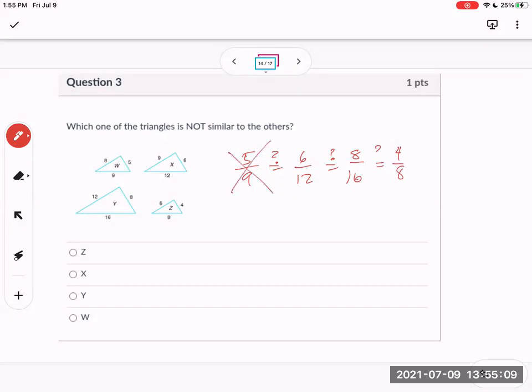Well, definitely 5 to 9 isn't the same. These are all 1/2, right? Oh, so then that means W is not similar. So the one that's not similar is W. Okay, that makes sense.